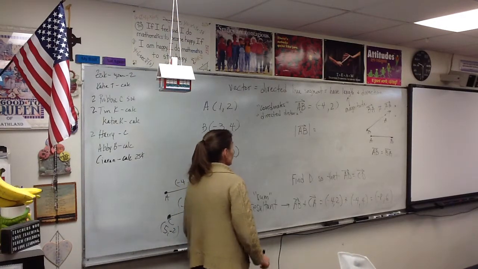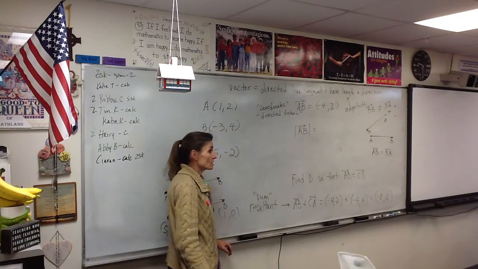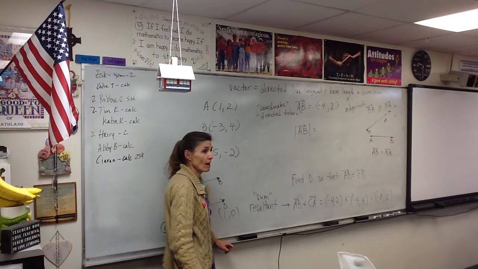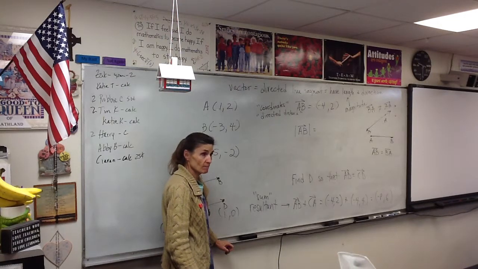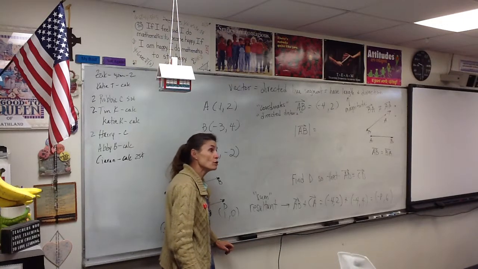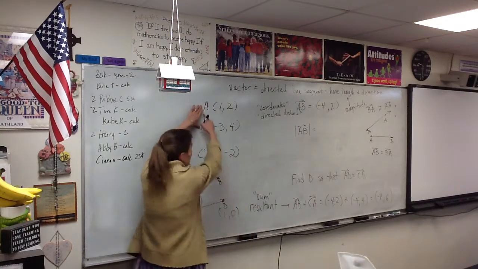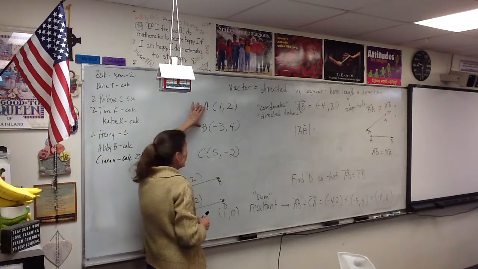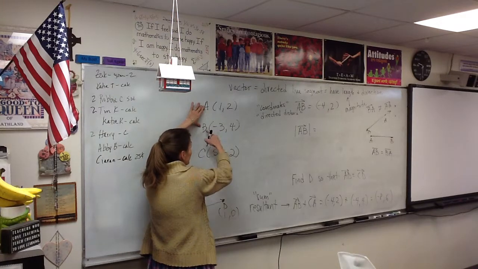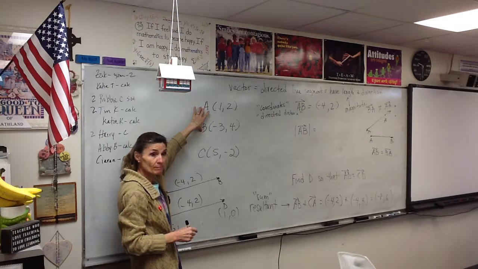This vector goes back 4 and up 2. So I want to know how far it travels. What is its length? Any ideas how we might figure that out? It's pretty easy. We could definitely use the distance formula, especially since we have the original 2 ordered pairs. Would everybody agree that the length of vector AB could be found by doing the distance formula?